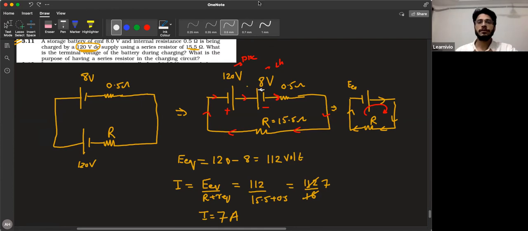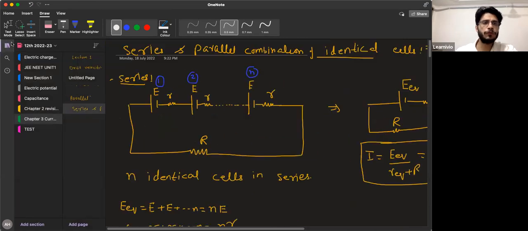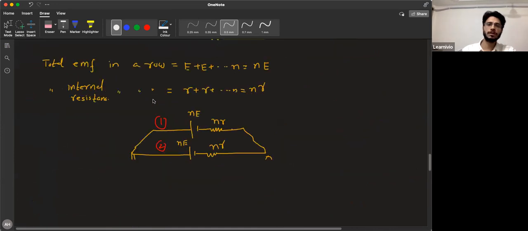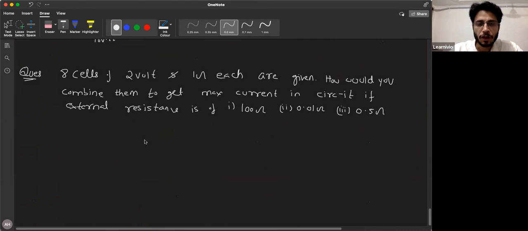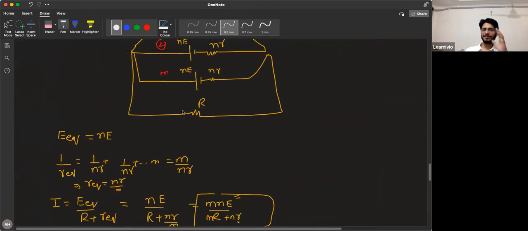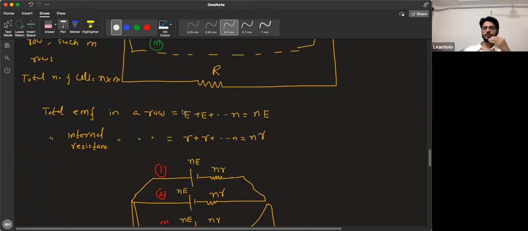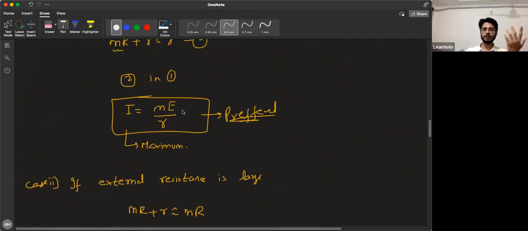Okay, so let's start this. Up to last class, we have finished the series and parallel combination of the cell. We did series and parallel combination of identical cells also. So this is the question that's based on the last lecture. Before starting this question, let's recall some portion of the last lecture.